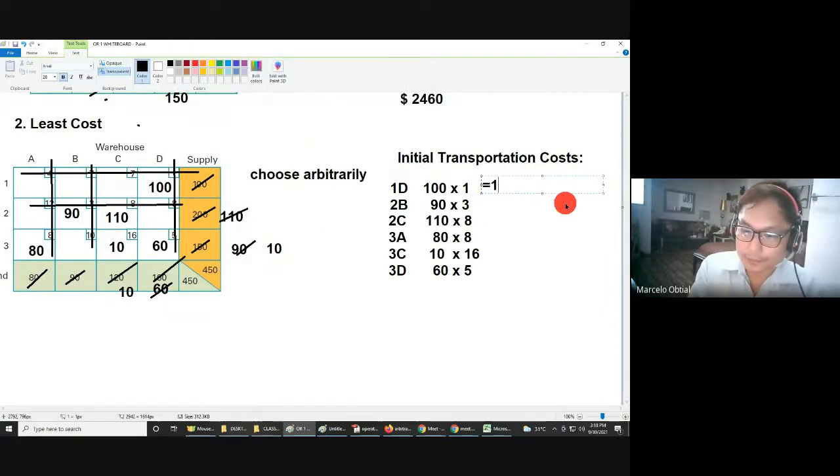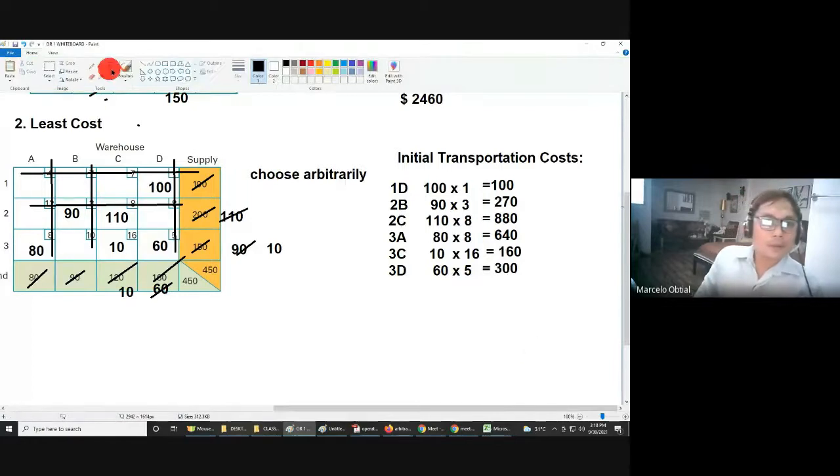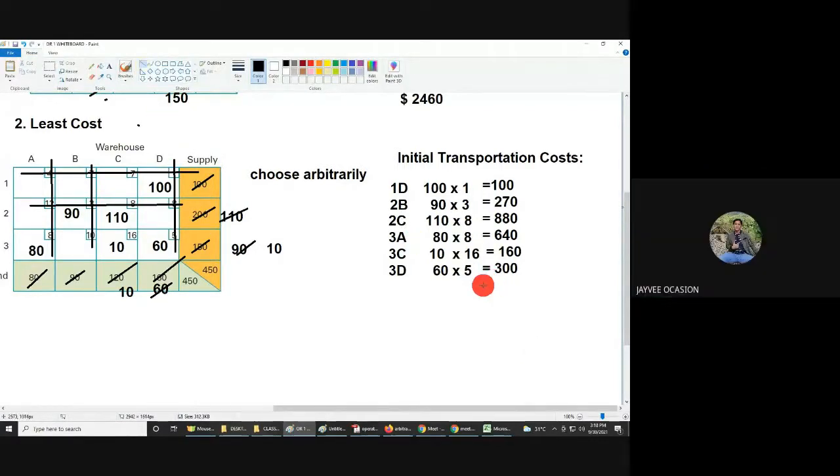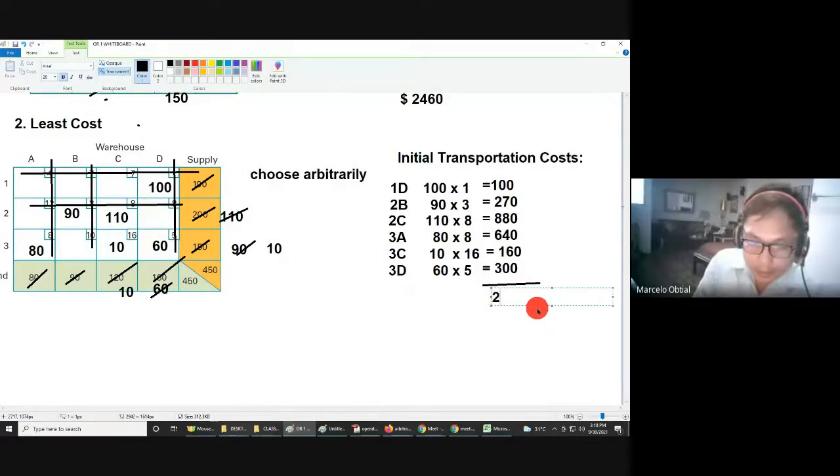Okay, 100. This is 270. This one is 880. This one is 40. This one is 160. Paki-double check, class, ha? And this one is 300. Can you add, please? 2,350, sir. $2,350 tayo. Kasi cost siya, class, no? 2,350.